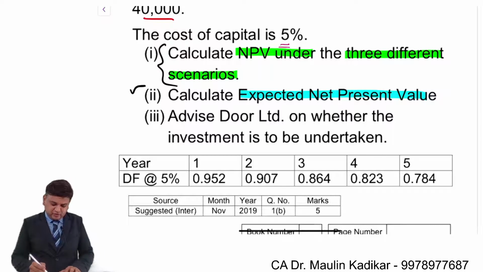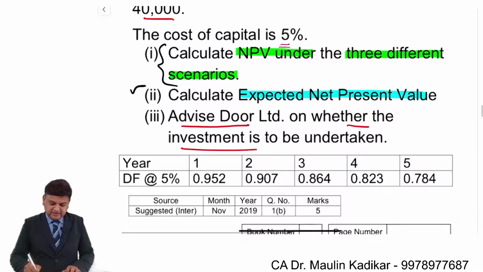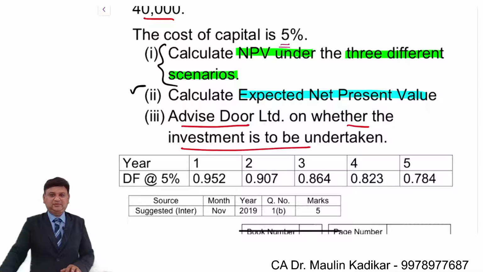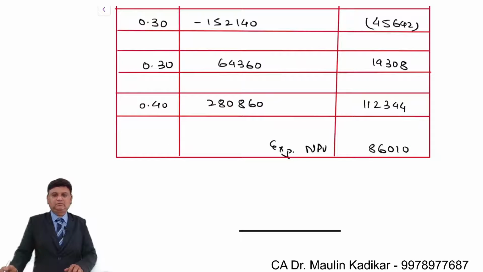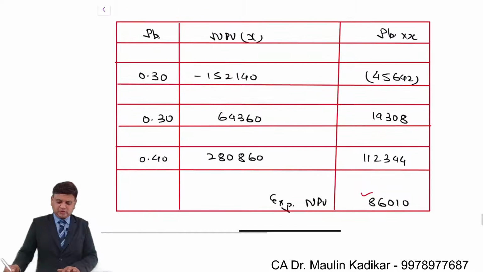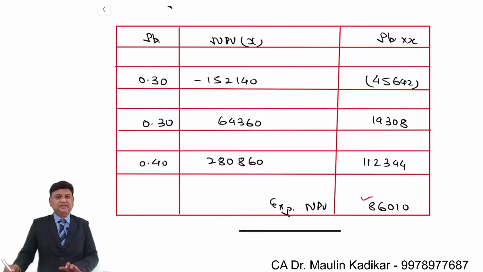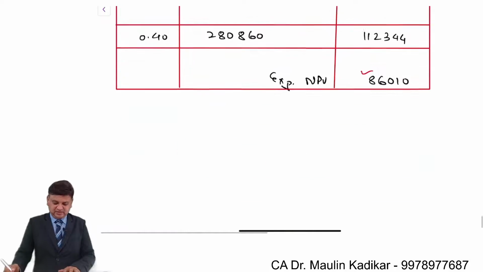I want somebody of you to tell me what would be the answer for the third question. Advise Door Limited whether investment should be undertaken or not. The answer of the third question is very simple. As expected NPV is positive, so you should accept the project. That is the way we are required to give the answer. Right?